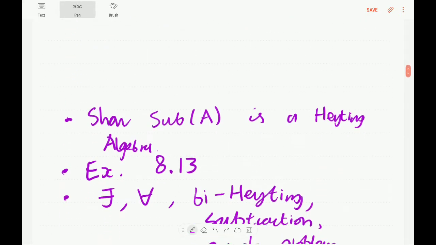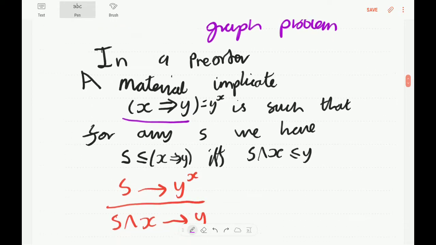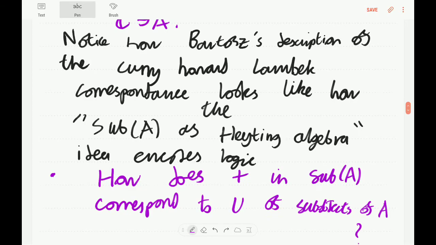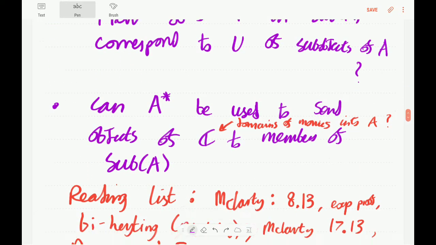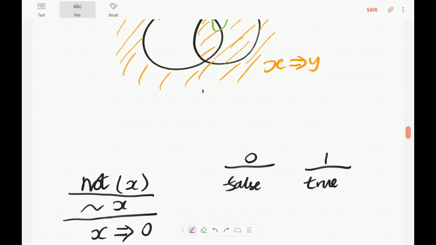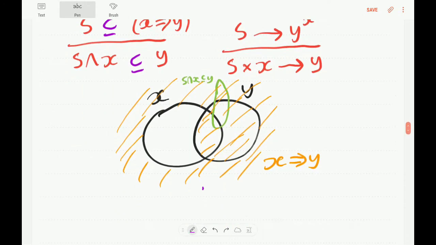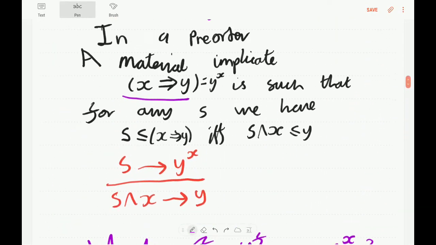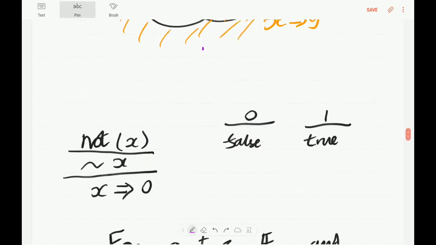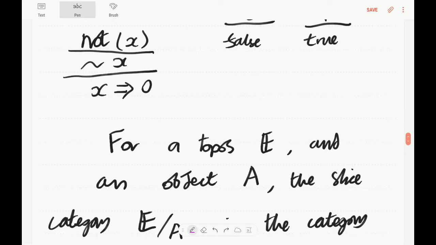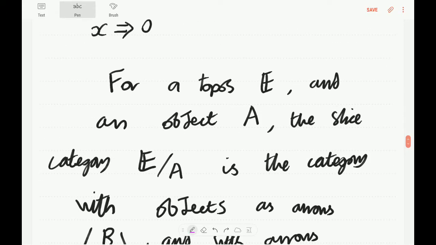Okay, now Heyting algebras are very cool because we can define these different things. And if you haven't already guessed, well, let me just get to the main result and then I can talk about the implications. So, the other thing I need to define is the slice category.